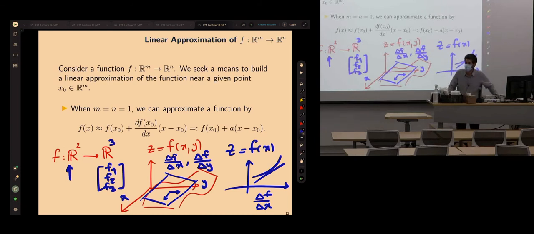So if this was an example going from R2 to R3 and you have the plane, then it would output three different vectors in the X, Y, and Z direction? You could think about each of the outputs as a surface, right? That's what you can think about it.